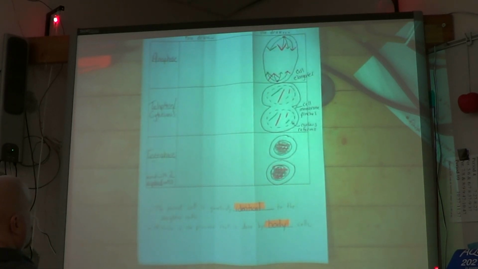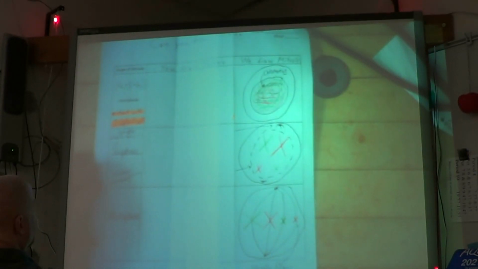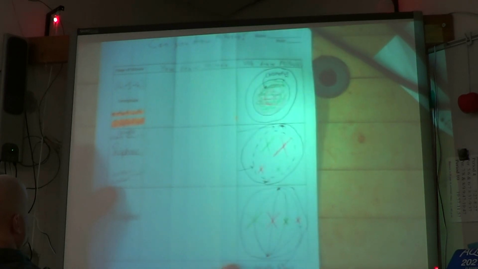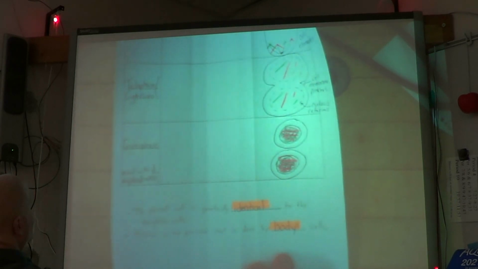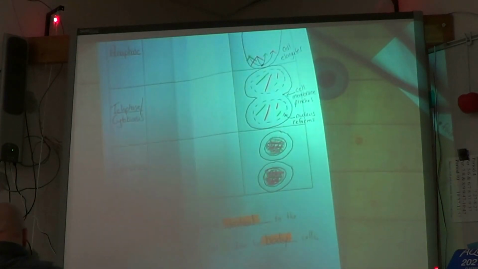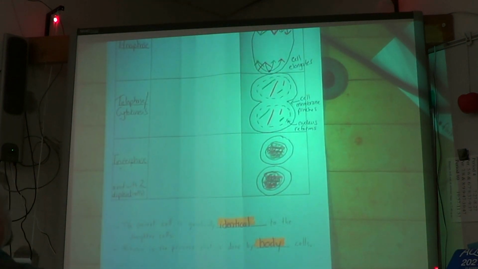How many X's did we start with? Did we draw in prophase? How many X's did Mr. DeBoer draw in prophase? 4. How many chromatids are in the top cell of cytokinesis/telophase? 4. 2 of them are green, 2 of them are red. 2 came from mom, 2 came from dad. That makes them a diploid cell. They have 2 bigs, 2 littles. That's a diploid cell.